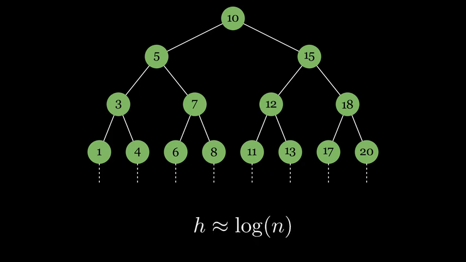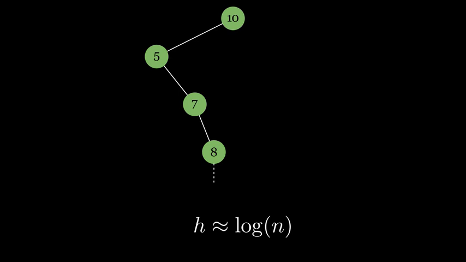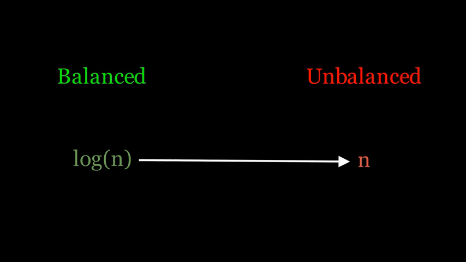However, in the worst-case scenario, if the tree is completely unbalanced, the height becomes comparable to the total number of nodes, n. As the tree goes from balanced to unbalanced, the height increases from log n to n. This change in height directly impacts the efficiency of operations, making them slower as the tree becomes more unbalanced.